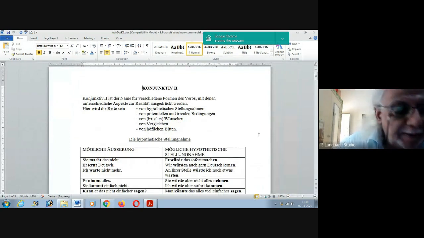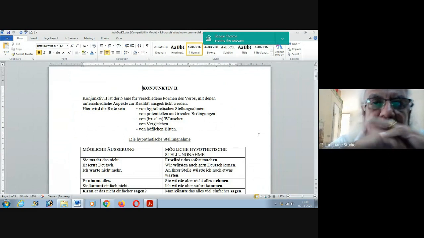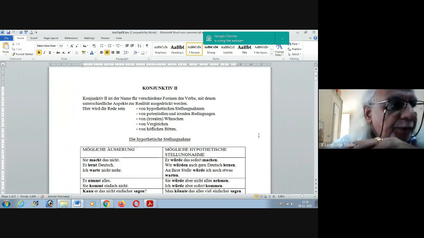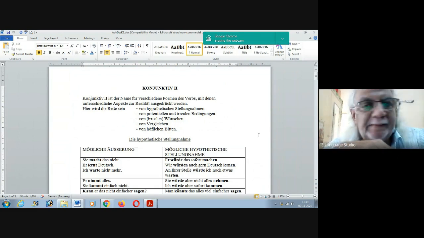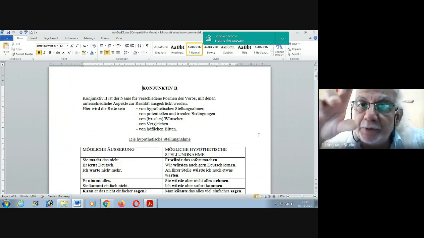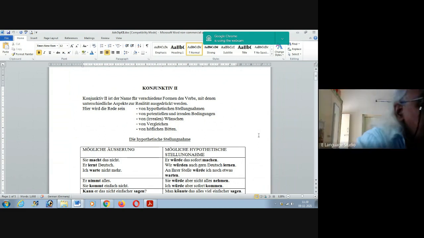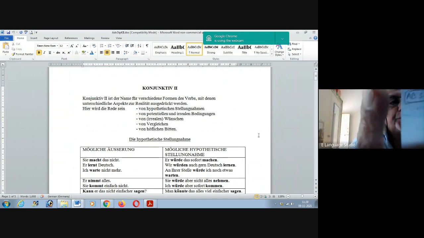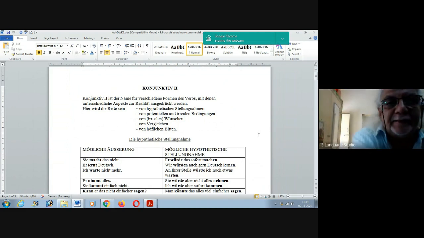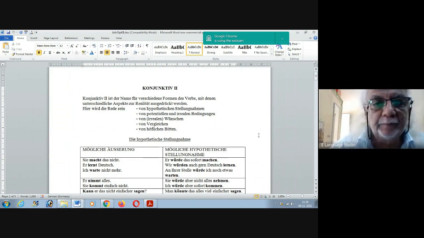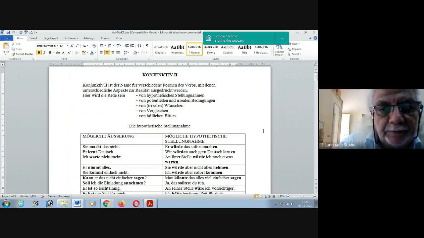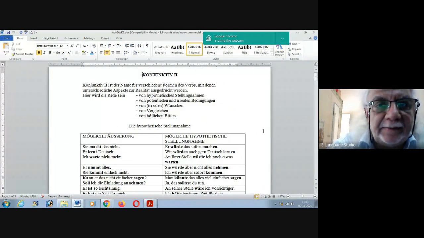Also, Konjunktiv 2. Seid ihr damit vertraut? Are you familiar with this? Konjunktiv 2. Was bedeutet Konjunktiv 2? Was ist dann diese Form? Natürlich, es gibt auch ein Konjunktiv 1. Konjunktiv 1 machen wir in dem zweiten Buch. Bald. We are almost at the end of this book, so we'll take that up soon. Was ist dann Konjunktiv 2? Diese Struktur?